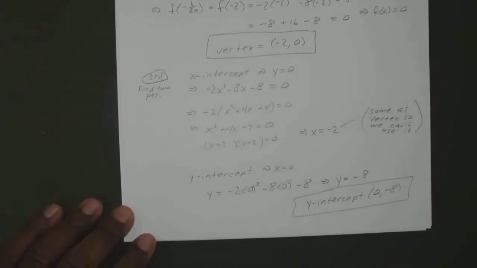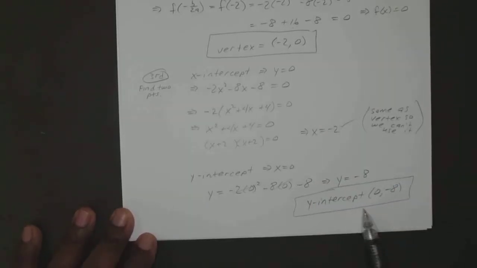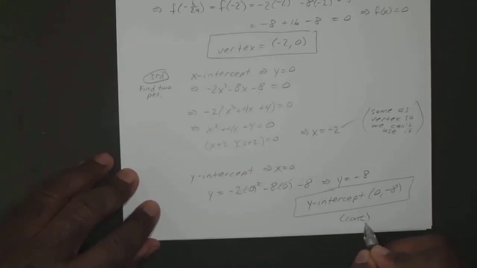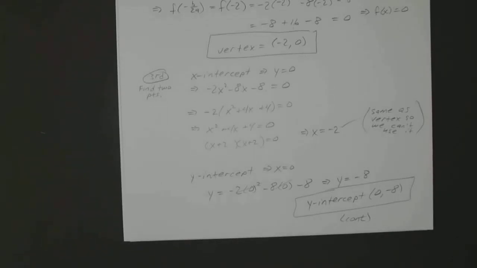Okay. So we have our vertex and we have our y-intercept. So we have 2 different points, and we have to find at least one more. We'll continue this on the next page. I'll leave that up for a few seconds.